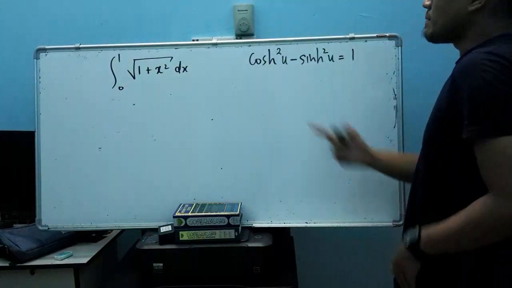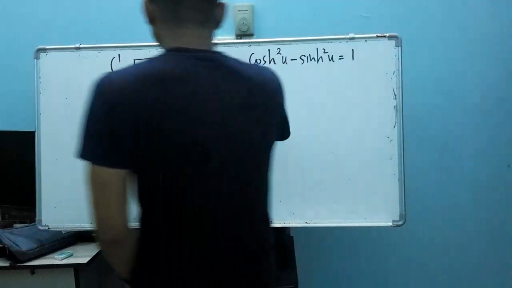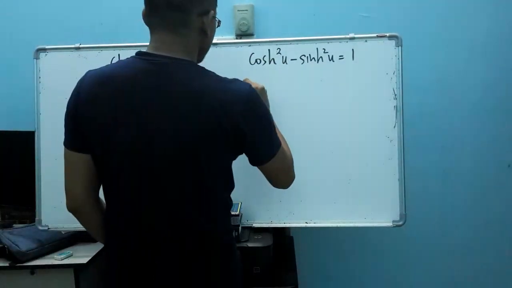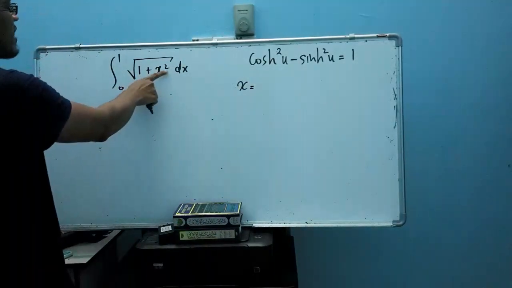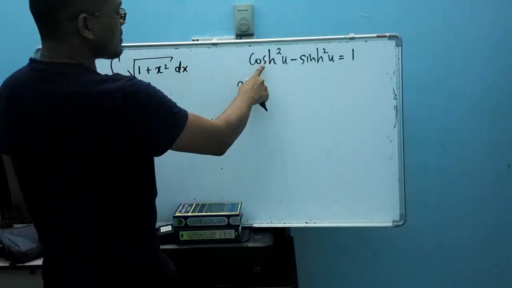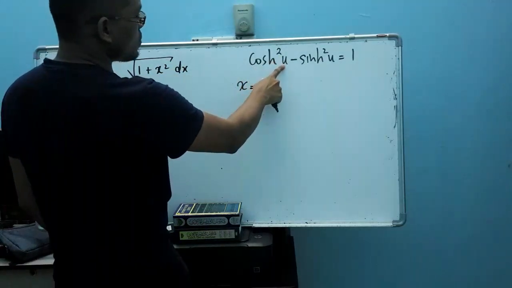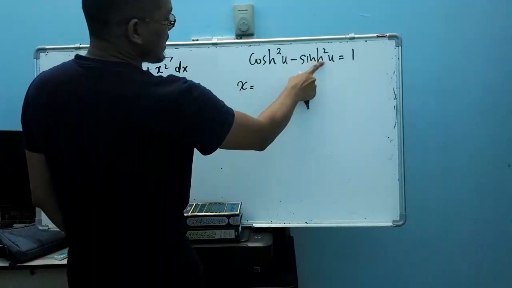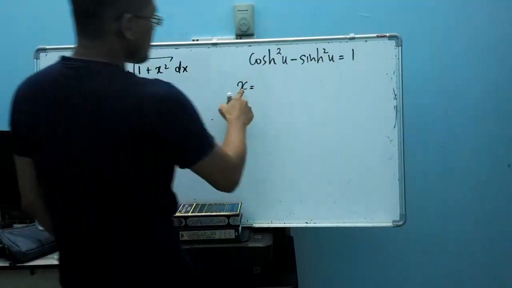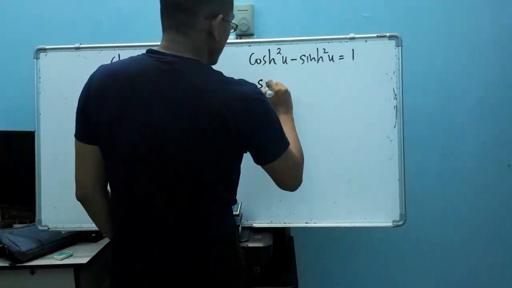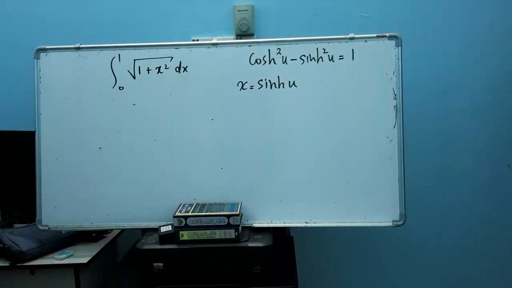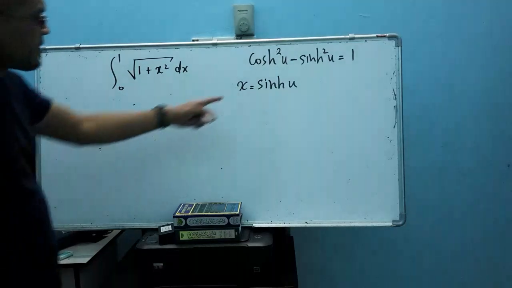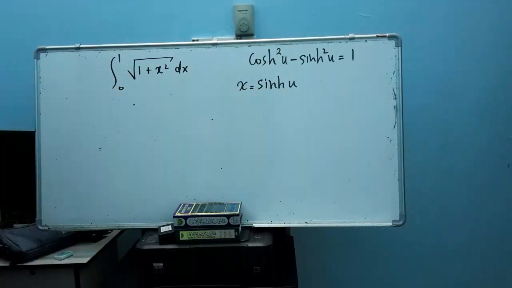So now we will use the substitution method here. Since I will have 1 plus x squared here, I will have something like cosh squared u is equal to 1 plus sinh squared u. Therefore I can let my x here equal to sinh u. Okay, sinh u here.